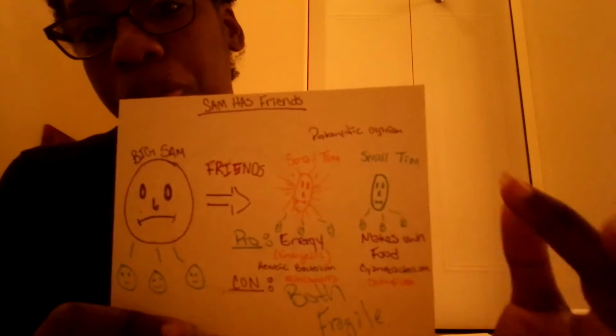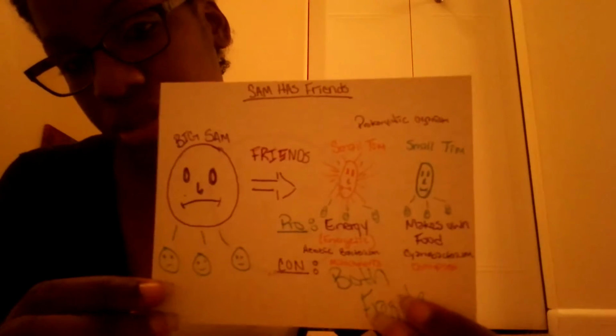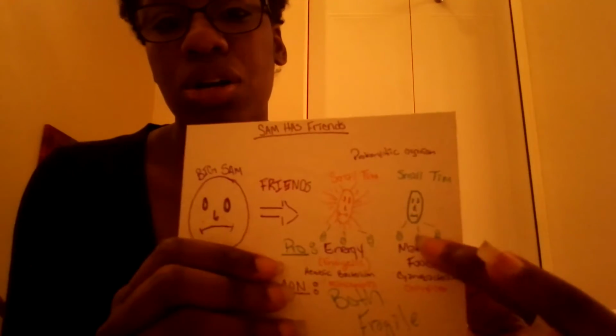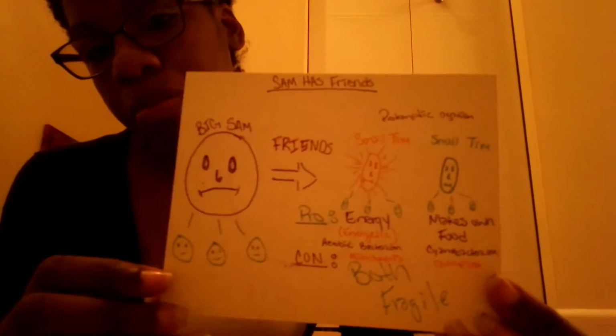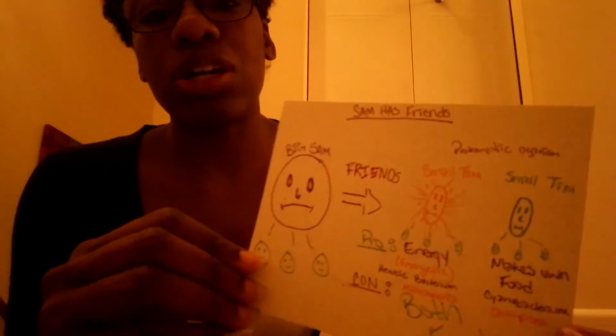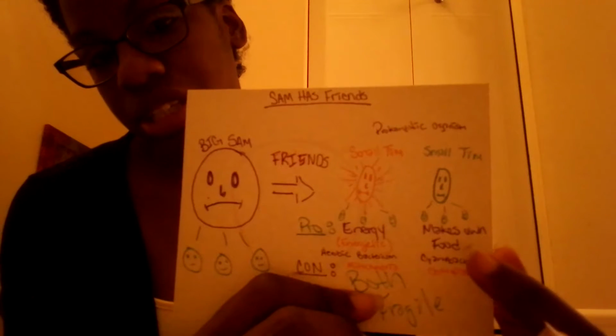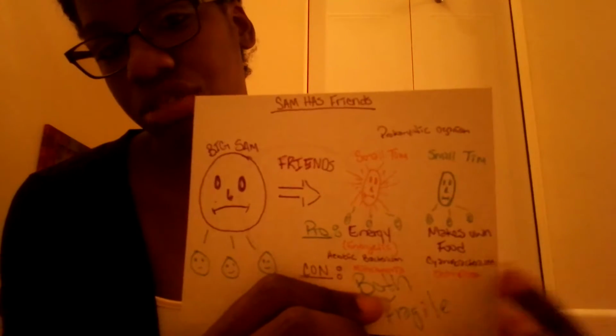Now, Big Sam has two friends. These two friends are prokaryotic organisms, as Big Sam is a eukaryotic organism. The first friend that we have is Small Tom, and the second is Small Tim. Small Tom is known as your aerobic bacterium, which later down the line turns into your mitochondria. Small Tom releases energy. That's why you have the lights and everything coming from it. It gives off energy, so it's very energetic.